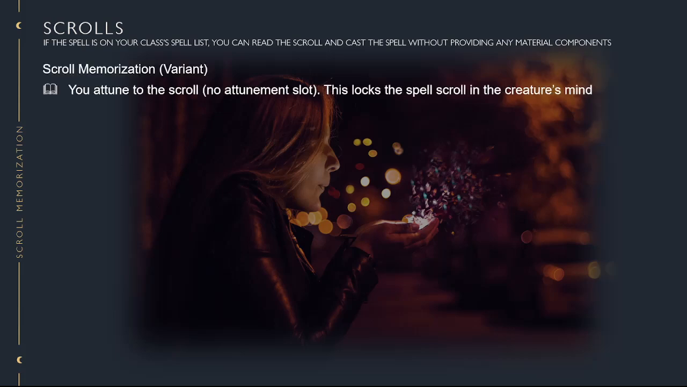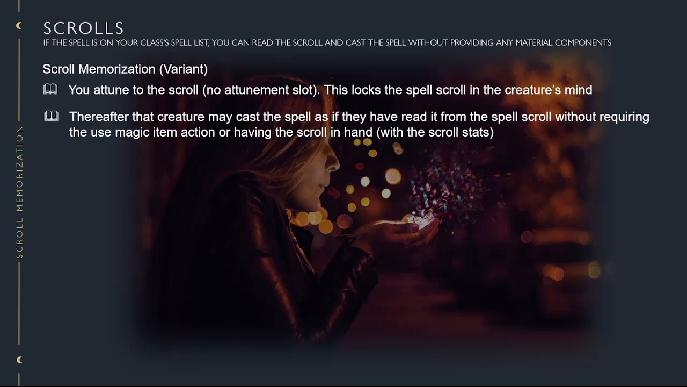So the way scroll memorization works is you attune to the scroll. This locks the spell in the creature's mind. Thereafter, the creature may cast the spell as if they had read the spell scroll, without requiring the use magic item action or having the scroll in hand, and with the scroll stats. So again, it's the scroll casting the spell, right? It's not you. This allows you to do some other things, which I'm going to get to in a second.